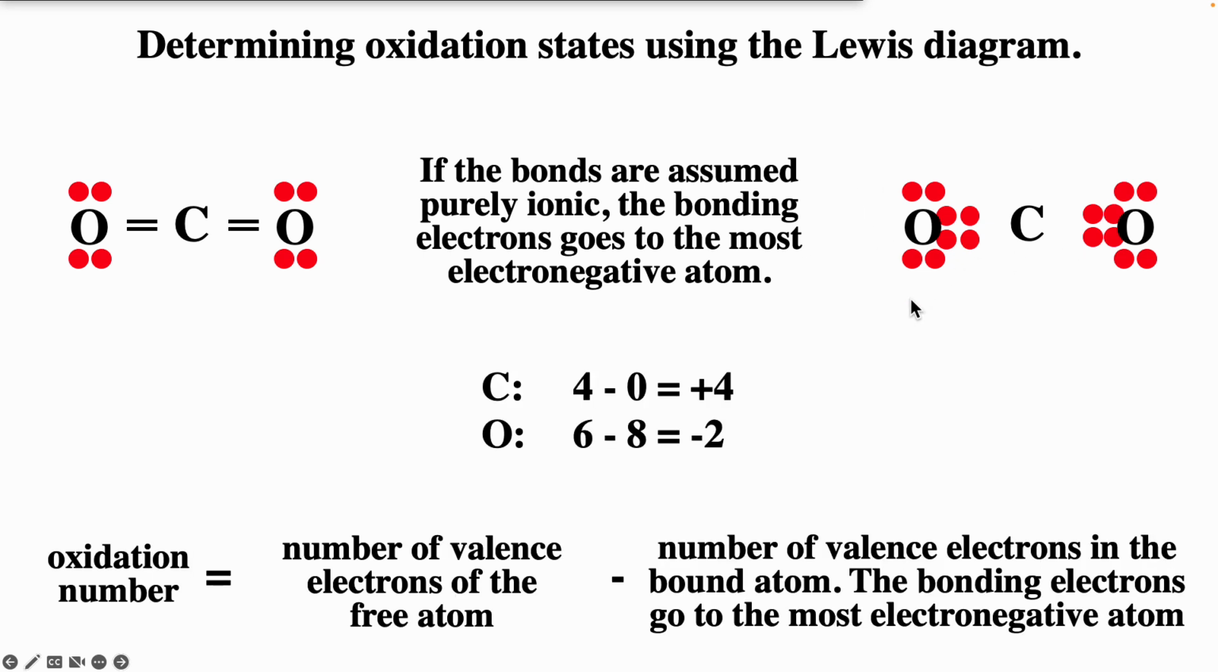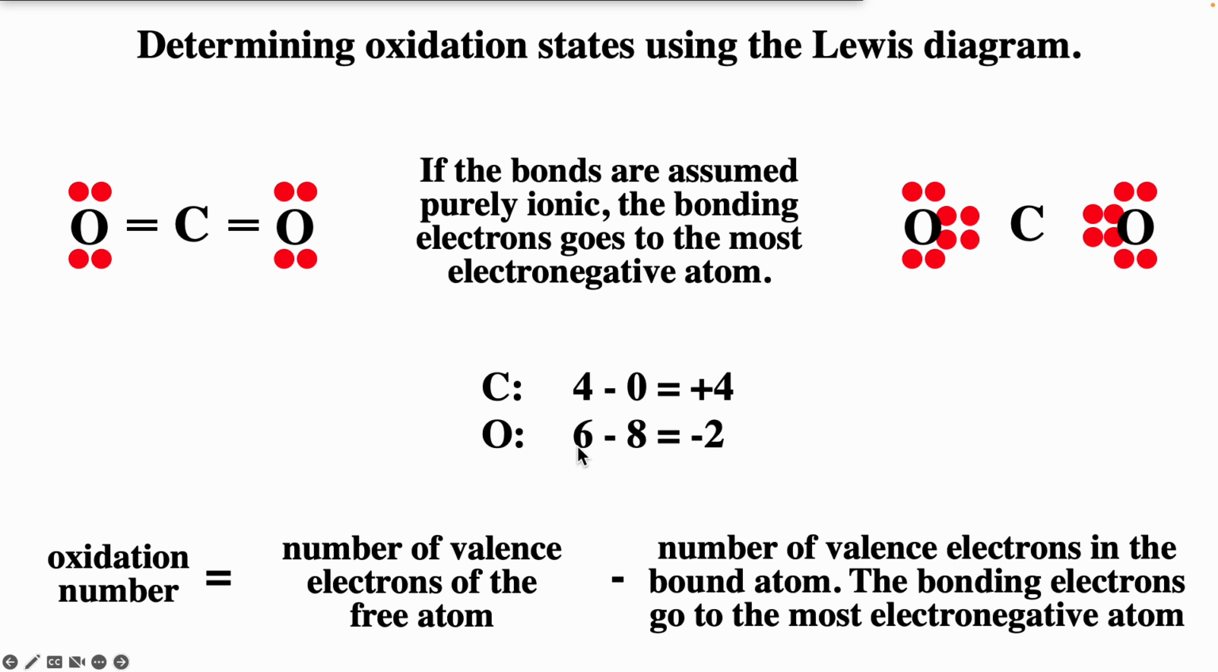And now we just go, the oxidation number equals the number of valence electrons of the free atom. And so for carbon, it's in the 4th column. And so the atom of carbon will have 4 valence electrons, minus the number of valence electrons in the bound atom, with the bonding electrons going to the most electronegative. And so now carbon has 0. So 4 minus 0 gives us a +4 oxidation state, the same as we found using the two rules.